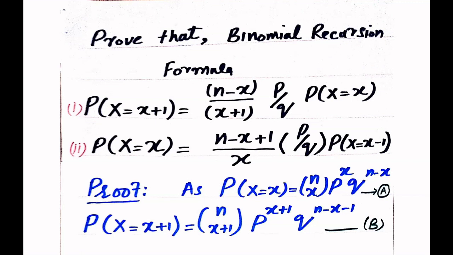In this video, I solve the binomial recursion formula. It has two parts. One is probability of capital X is equal to small x plus 1 is equal to n minus x over x plus 1 times p over q, where p is the probability of success, q is the probability of failure, multiplied with the probability of capital X is equal to small x. And the second part: probability of capital X is equal to small x is equal to n minus x plus 1 over x times p over q, multiplied with the probability of capital X is equal to small x minus 1.